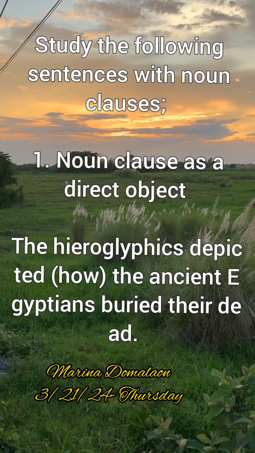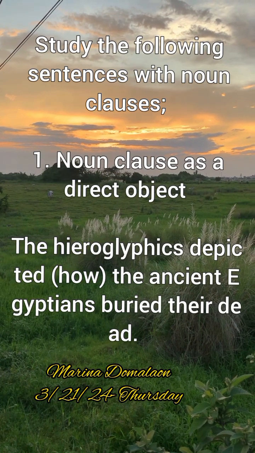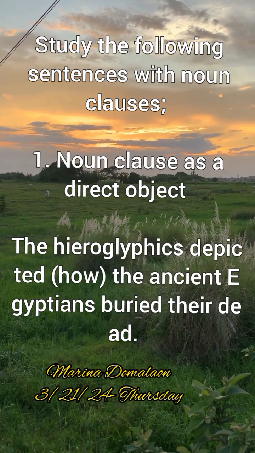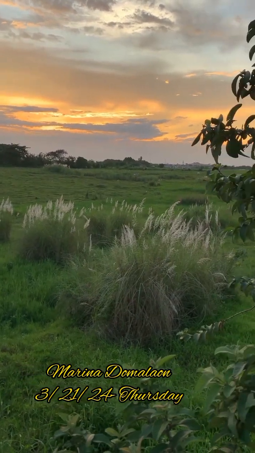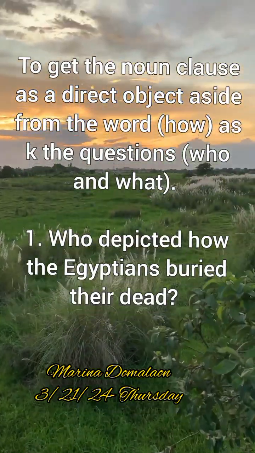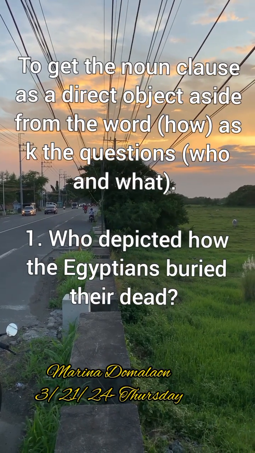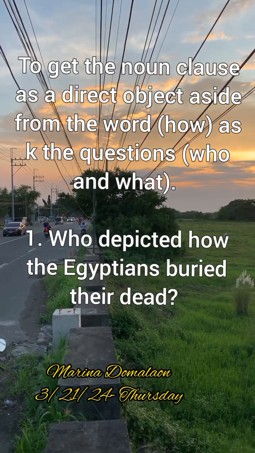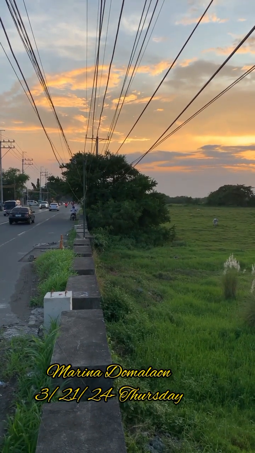One, noun clause as a direct object. The hieroglyphics depicted how the ancient Egyptians buried their dead. To get the noun clause used as a direct object, aside from it being introduced by the word how, ask the questions who and what. Who question? Who depicted how the Egyptians buried their dead? The answer is the hieroglyphics.